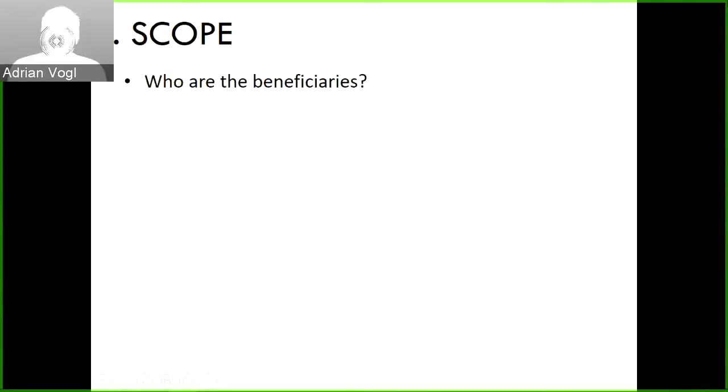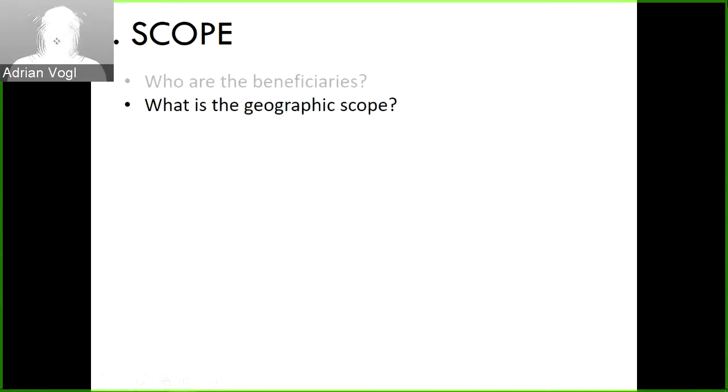So the next step, once you have a good idea of what your problem is and, in some sense, how you're going to approach it, is when the scoping phase really starts. So you need to understand, who are the beneficiaries of the services you determined as priority? What is the geographic scope?